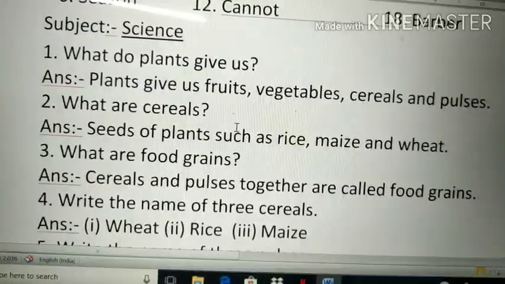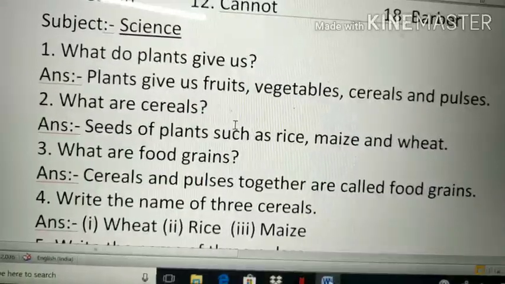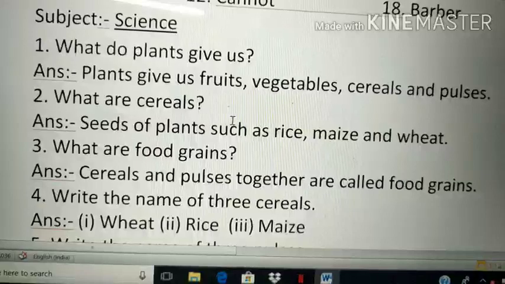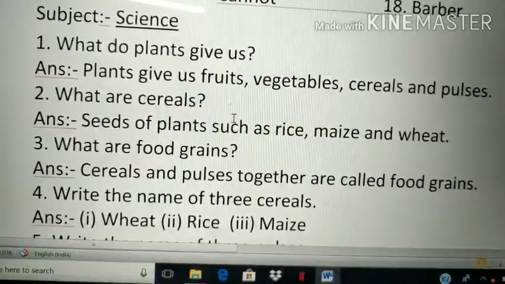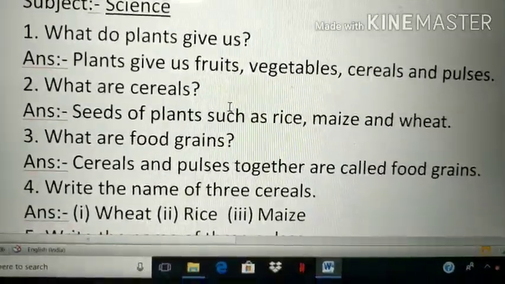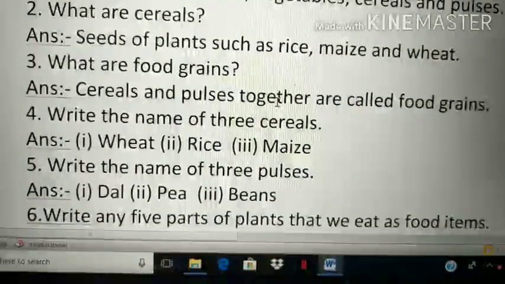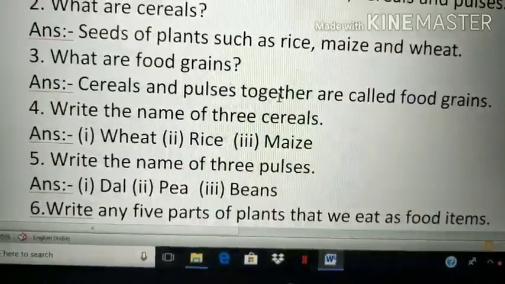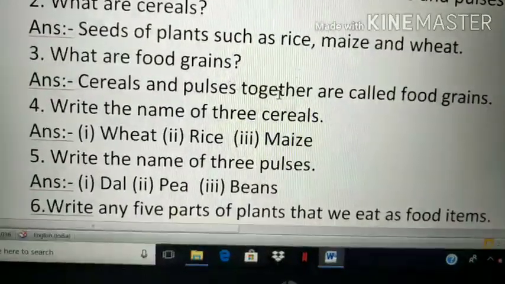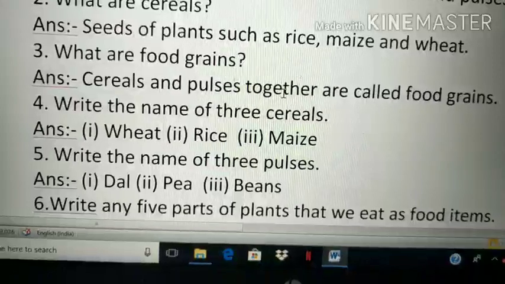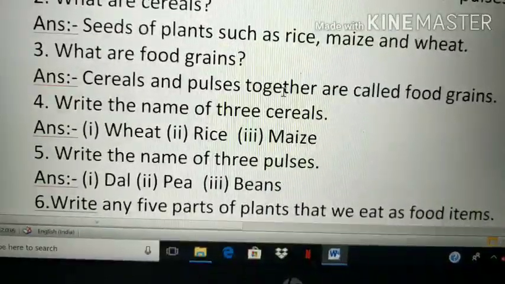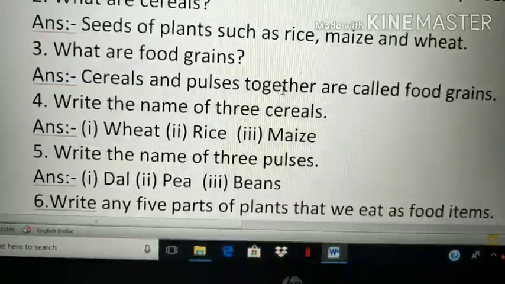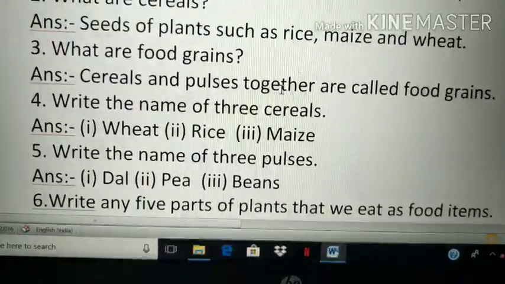Seeds of plants such as rice, maize, and wheat. What are food grains? Cereals and pulses together are called food grains. Write the names of three cereals. Rice and maize.